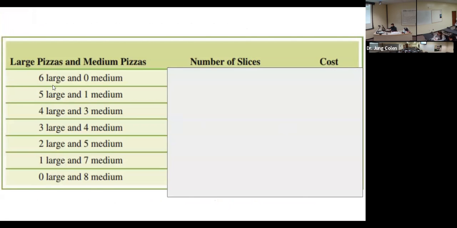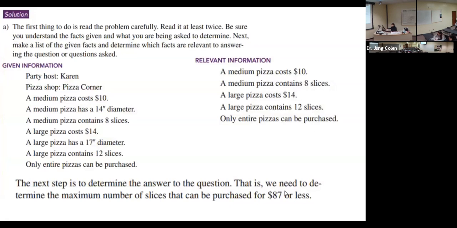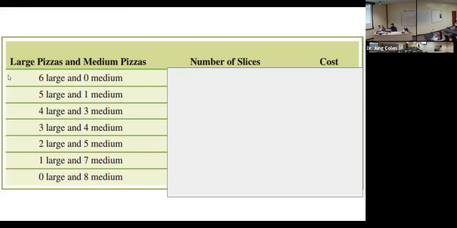If I have 6 large pizza, it's $84. From $87, I have only $3 left. I cannot even buy any medium pizza because medium pizza costs $10, right? That's why I started from 6 large and 0 medium. Does it make sense? And I can decrease the number of large pizza and increase the medium pizzas. Okay, that's how I listed the number of pizzas. So it makes sense? Okay.